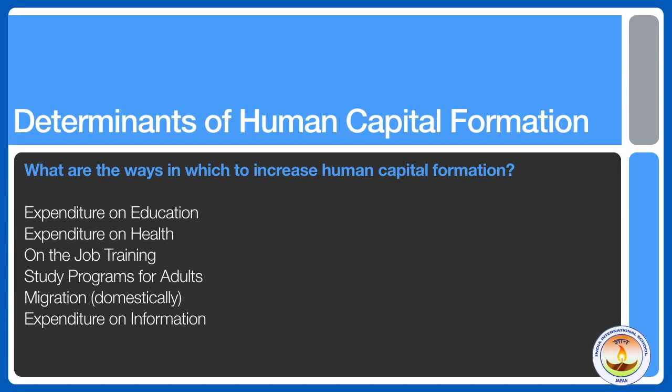Now, what are the ways we can increase our human capital formation? Well, the country itself, or the people themselves, can spend more money on education, which is called an expenditure on education. They can spend money on healthcare. They can do on-the-job training, study programs for adults, migration, which is something they're talking about domestically in this book, and expenditure on information. So let's talk about education.